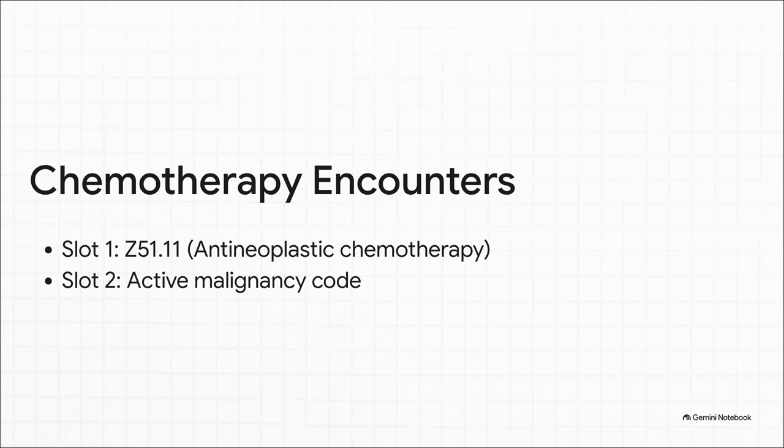To break that down logically, you sequence the Z code first to explain the exact reason for the encounter. For example, you'd use Z51.11 for anti-neoplastic chemotherapy, or Z51.0 for radiation. Doing this intentionally pushes the active malignancy code into slot number 2. Think of it like this. The therapy is the why they're here today, and the cancer is the underlying reason they need the therapy.